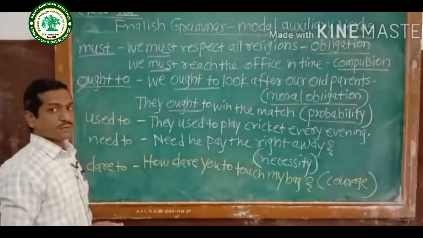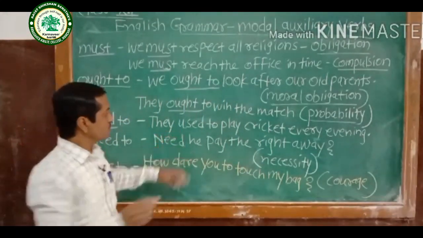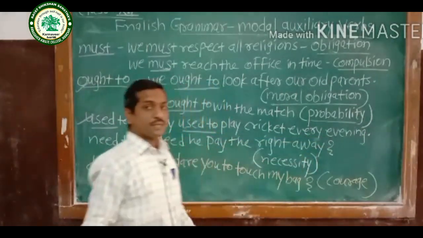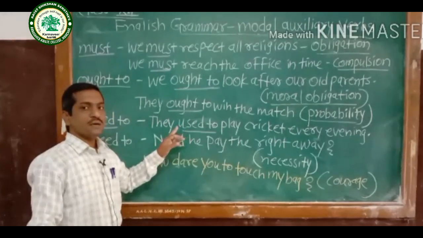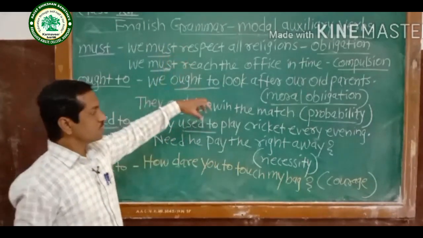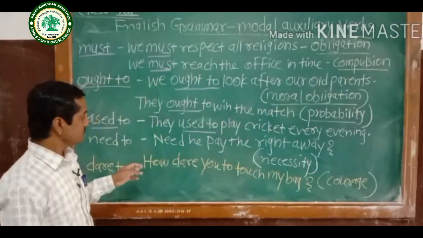Now, the next modal auxiliary is used to. As we know, they used to play cricket every evening. In this sentence, used to expresses our past habitual action. In the past, we used to play cricket every evening, but now we are not playing cricket.